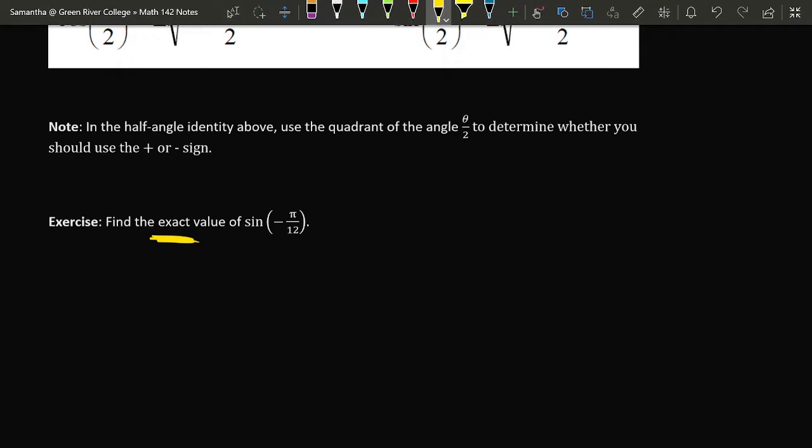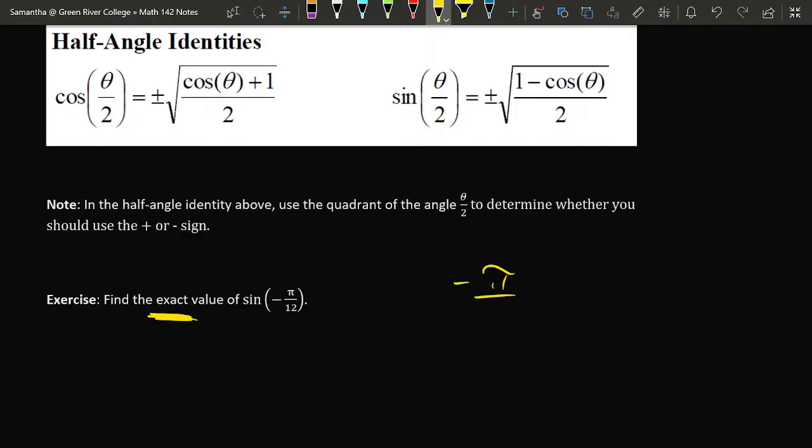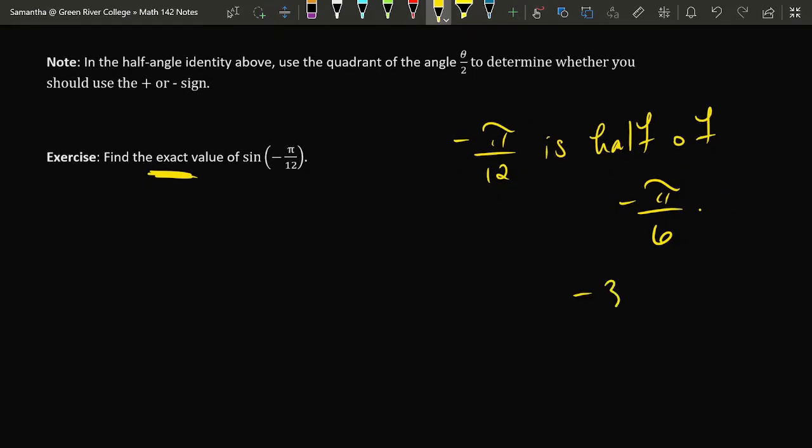However, this angle, pi over 12, does not appear on most unit circle reference images. How therefore would I address a problem like this one? Negative pi over 12 is exactly half of negative pi over 6. And negative pi over 6, aka negative 30 degrees, is one of those values that shows up on a unit circle reference image. This, for example, would be coterminal to positive 330 degrees.